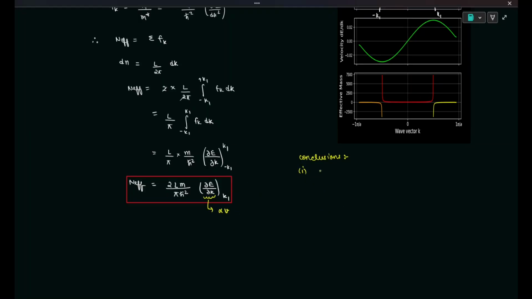So first of all, as we have seen, at the zone boundary and at the zone center, the velocity was equal to 0 at k equal to 0 and plus minus pi by a. So this represents top and bottom of the energy band. So this means that the number of electrons which are responsible for conduction will be 0 at top and bottom of the band. So in case of completely filled bands, the N effective will be 0.